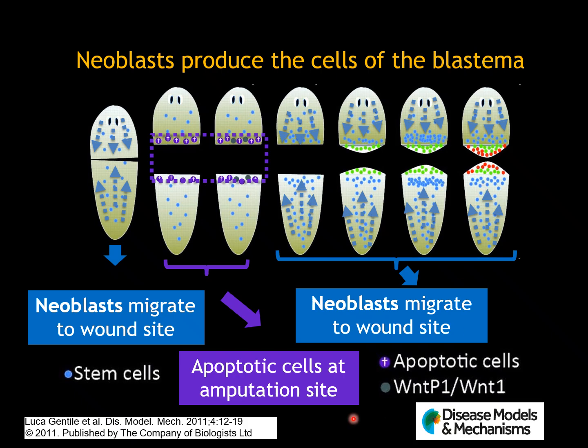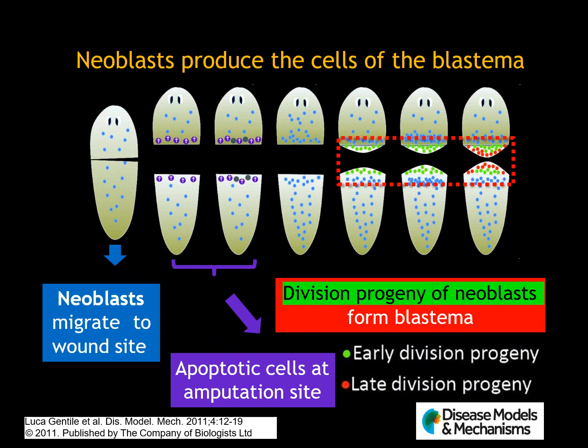Let me show you that. In blue you see the stem cells, in purple the apoptotic cells, and this is the pathway that is here, the Wnt pathway, that you have to read, and we are going to talk more in detail in the following slide. So let me show you more. In green you find that the neoblasts start dividing and form the blastema that is located here.